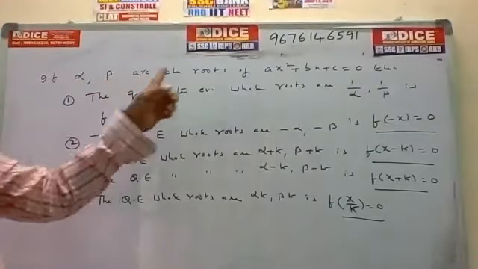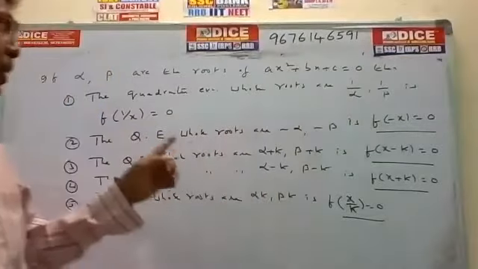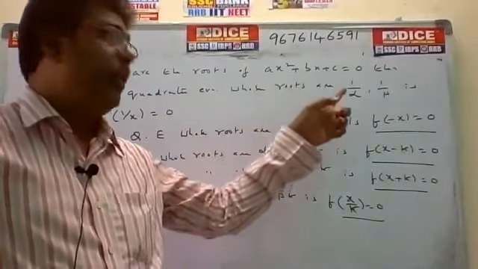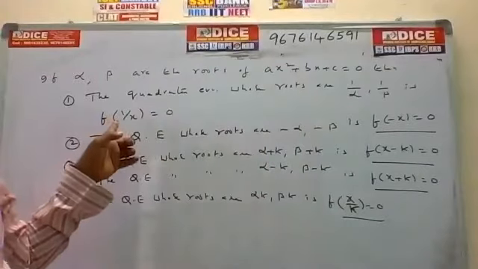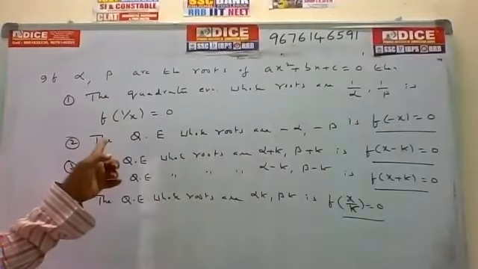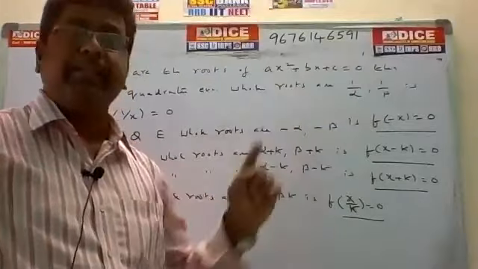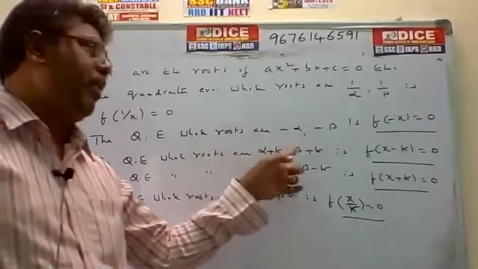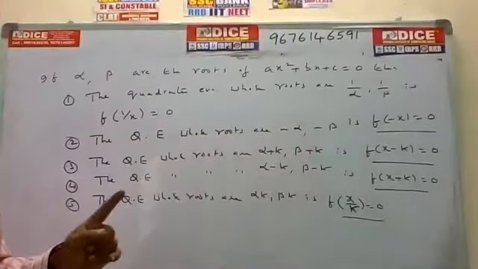If alpha, beta are the roots of ax square plus bx plus c is equal to 0, then number one, the quadratic equation whose roots are 1 by alpha, 1 by beta is f of 1 by x is equal to 0. Second one, the quadratic equation whose roots are minus alpha, minus beta is f of minus x is equal to 0. Third one, the quadratic equation whose roots are alpha plus k, beta plus k is f of x minus k is equal to 0.